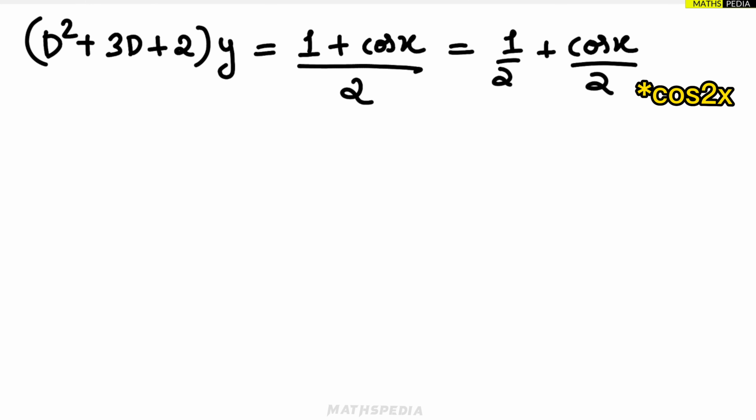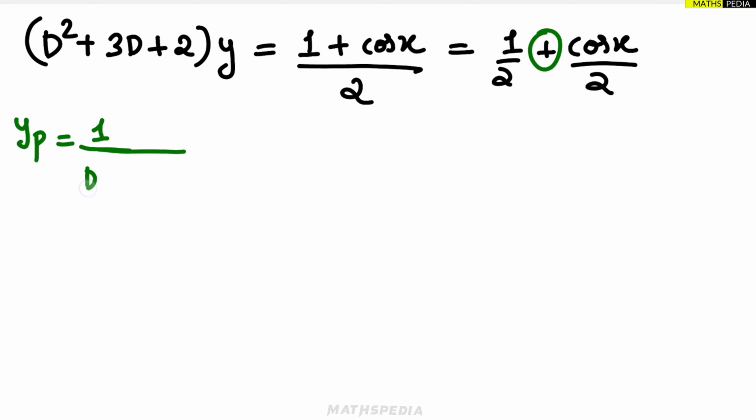Now we can go for the yp thing. So yp, how to write? See here. yp is 1 divided by, now plus is there, so we have to take separately. 1 divided by function of D square plus 3D plus 2. Now what about this thing? Half, what are we going to do? Half, basically we are going to keep it outside.